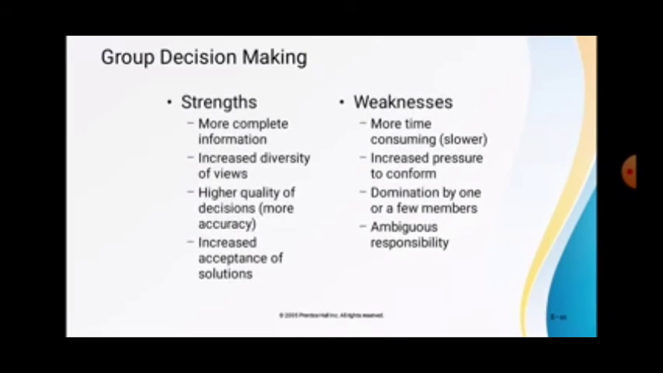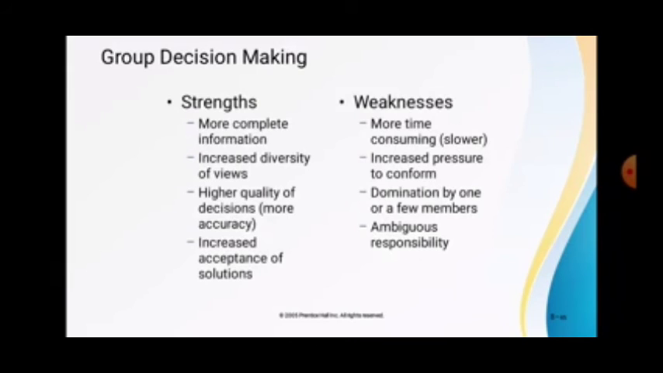Group decision making. Strengths: more complete information, increased diversity of views, higher quality of decisions, more accuracy, and increased acceptance of solutions. So those are the strengths of group decision making. And these are the weaknesses.